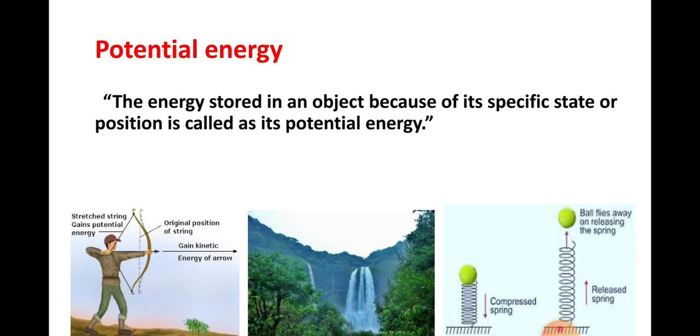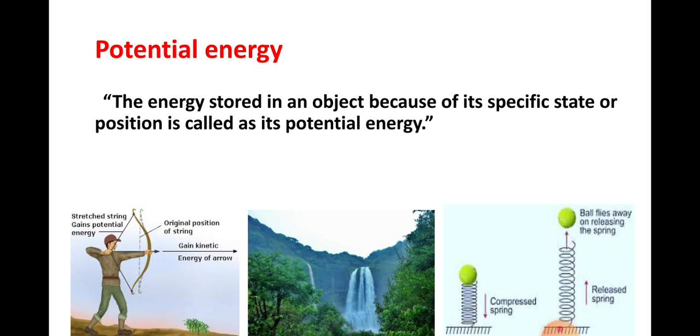Potential energy. The energy stored in an object because of its specific state or position is called its potential energy. Here, some examples are given in the picture. An arrow is released from a stretched bow. Water kept at a height flows downward. A compressed spring is released.